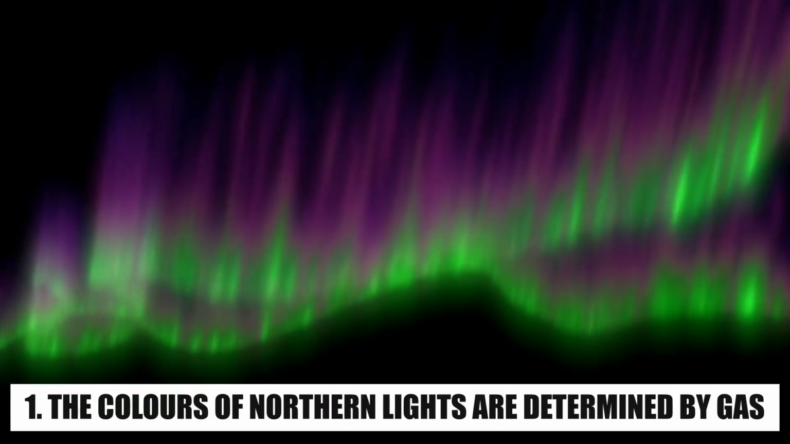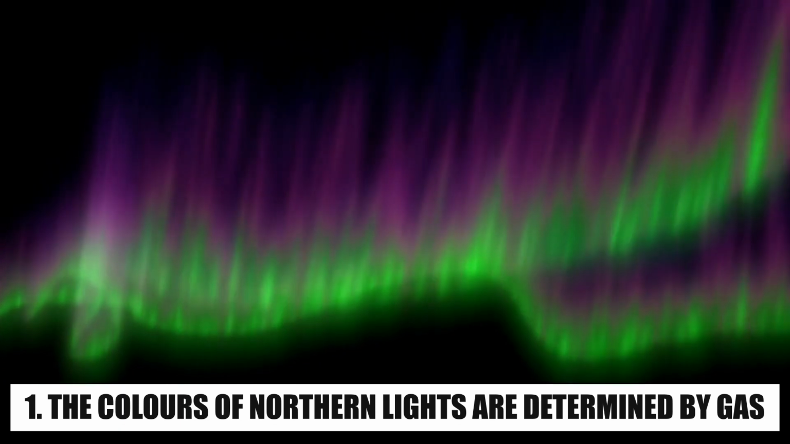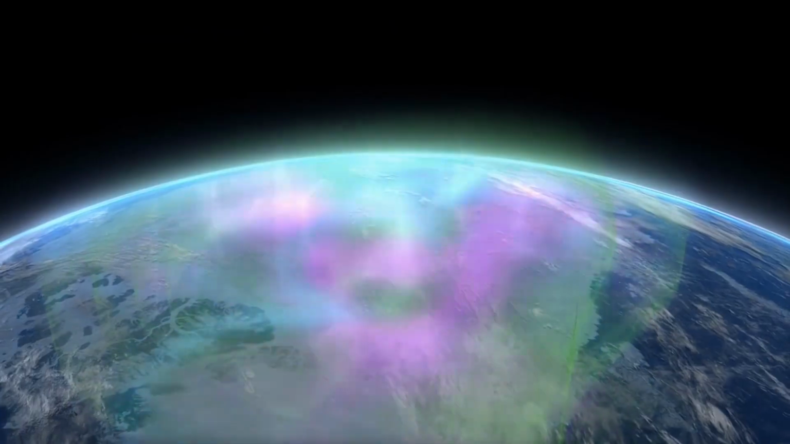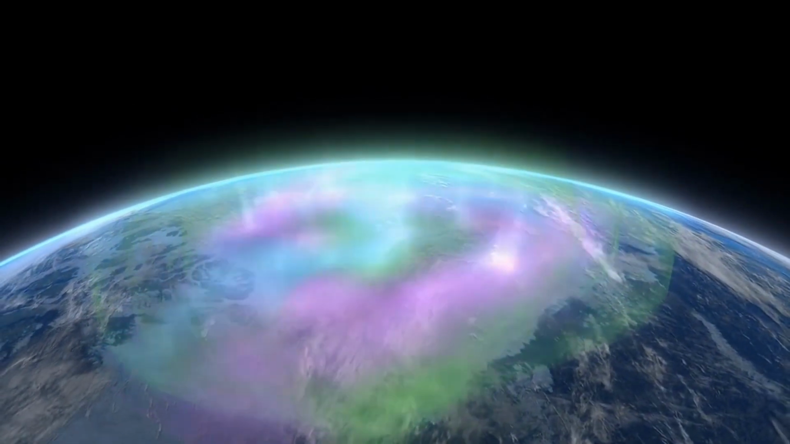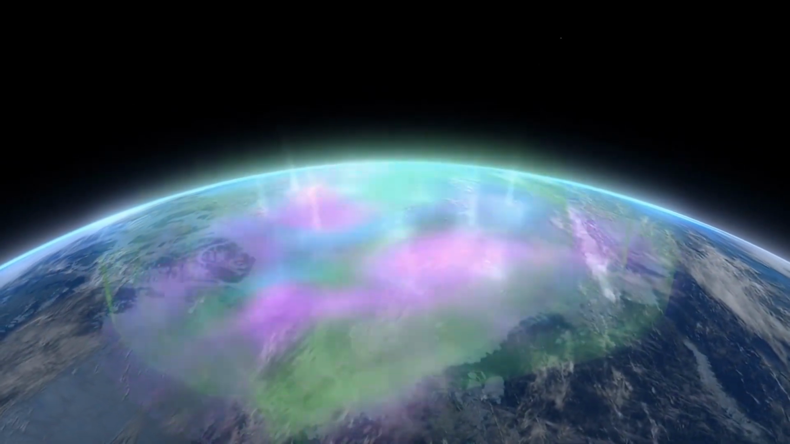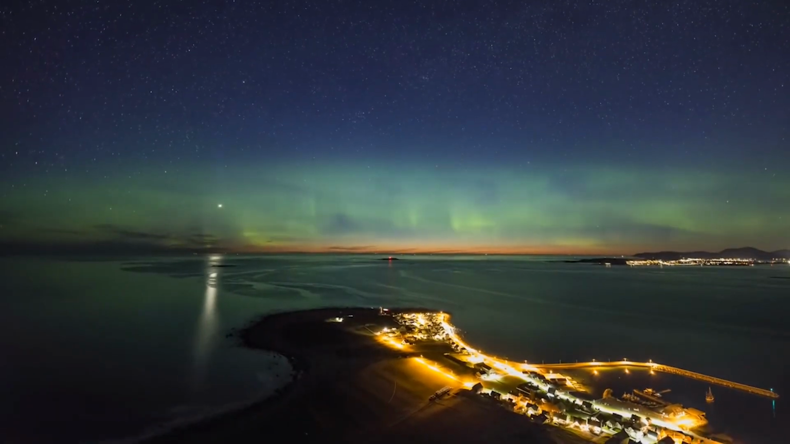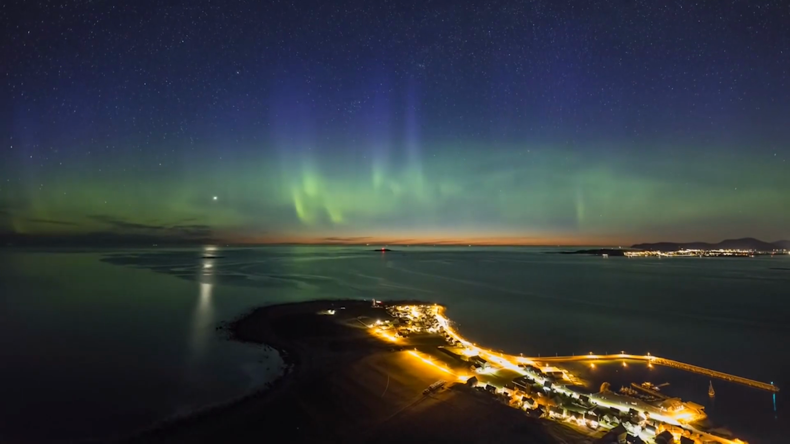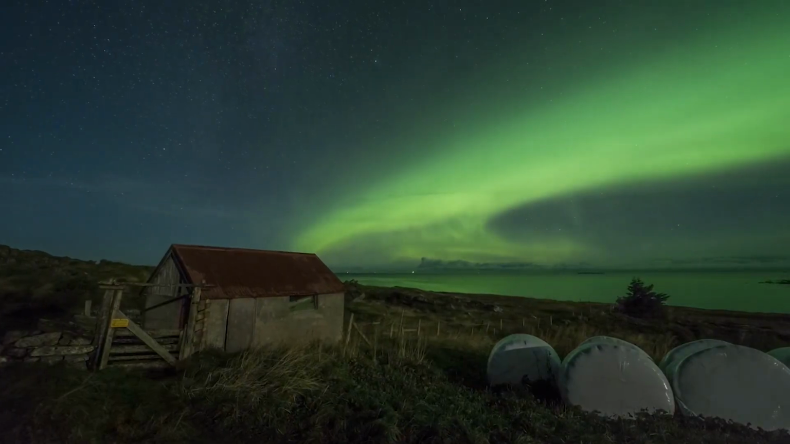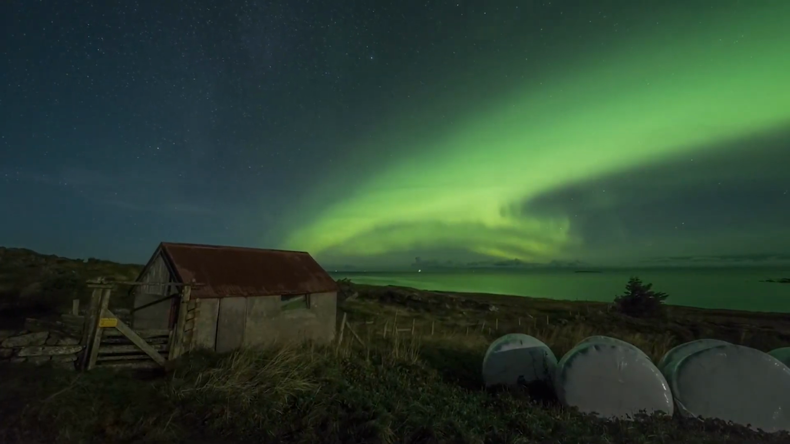One. The colors of Northern Lights are determined by gas. The different colors of the Northern Lights are caused by collisions between electrons entering the Earth's atmosphere and gaseous particles. The colors depend on which gas is involved and how high in the ionosphere the reaction takes place. Oxygen causes green lights at lower altitudes, 60 miles above the Earth, and red lights at higher altitudes, 200 miles. Nitrogen particles cause blue or purplish red lights.